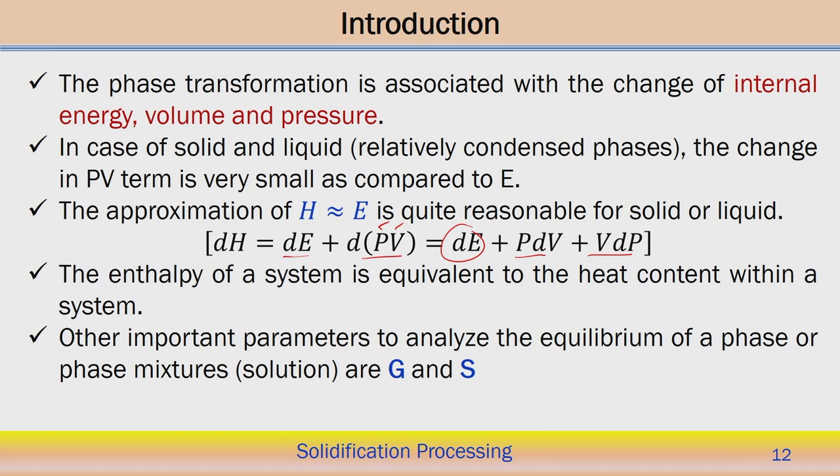So, that is why we can say the heat content of a system is basically equivalent to the enthalpy of a system. Now, other important parameters associated with the equilibrium of a phase or phase mixture are G and S. So, Gibbs free energy and S. S is the entropy of a system.